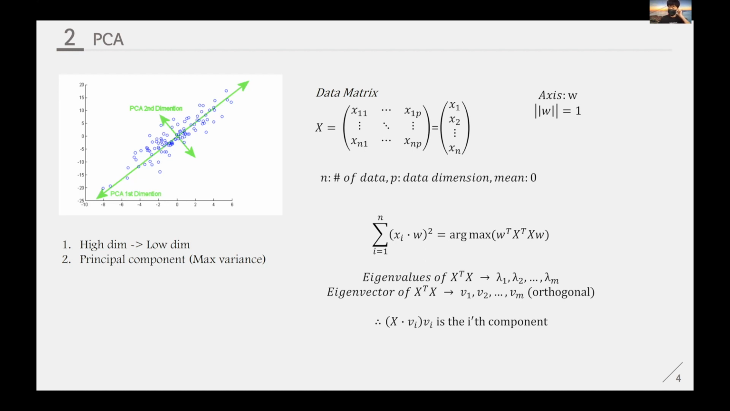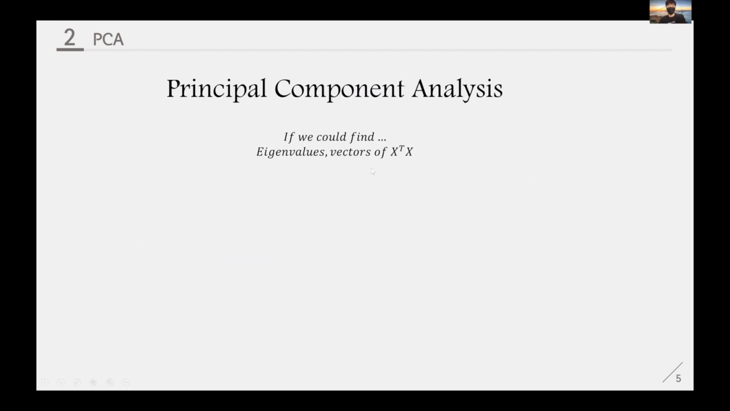Some of you who have learned linear algebra will know which w maximizes this expression. This expression is maximized when w is the eigenvector of X transpose X, so then the corresponding eigenvalue will be the maximum. I will not tell you the exact proof, but we can choose the ith axis by the ith eigenvalue of X transpose X, and we can choose the corresponding eigenvector as the ith component. So the main idea of principal component analysis is that if we can find the eigenvalues and eigenvectors of X transpose X, we can find the principal components.